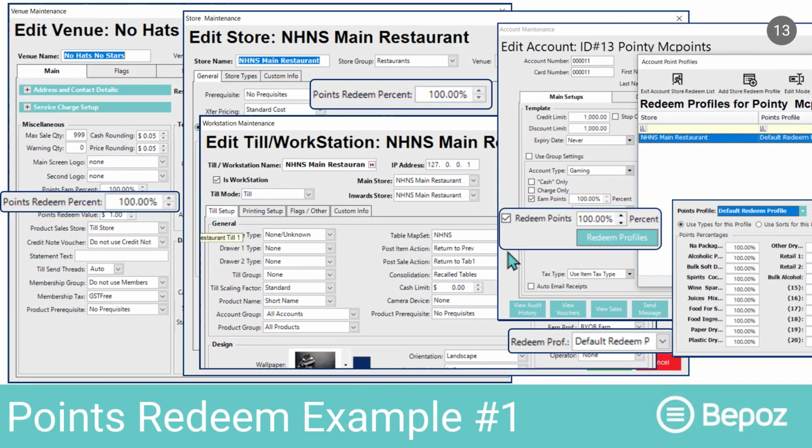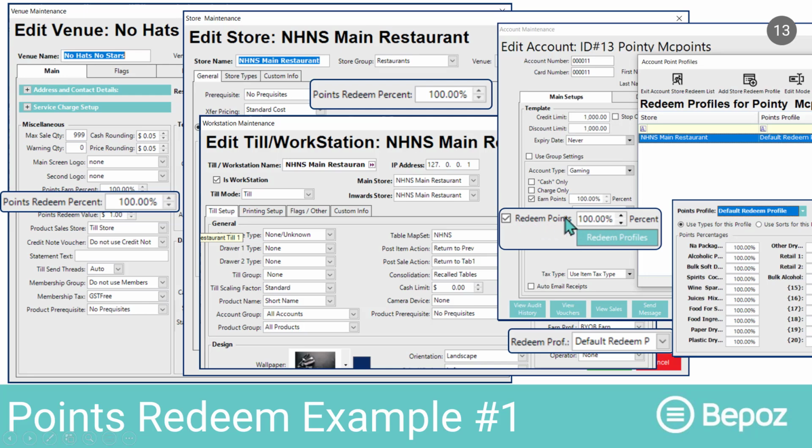Cool, so hopefully I've explained and demonstrated the concept of multiplying these percentages together. The same concept is used when redeeming points. So for this one, this is our first points redeem example. This first one is pretty basic here. All of the redeem percentages are set to 100%. The account level, the store level, the profile that's being used at the till level, and the account redeem percentage here also.